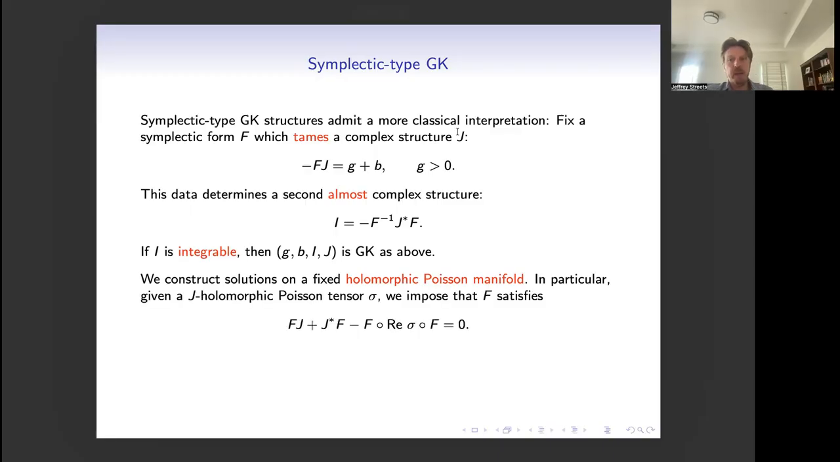Okay. And it turns out, I guess this is an observation, I think it's originally due to Marco. The equation you have to solve, if you think of J and sigma as fixed, is this equation you need to solve for a symplectic form F. And if you can do this, then we've solved all of the equations above. So this equation, thought of in this context purely as an equation for F on a fixed holomorphic Poisson background, is the generalized Kähler condition.